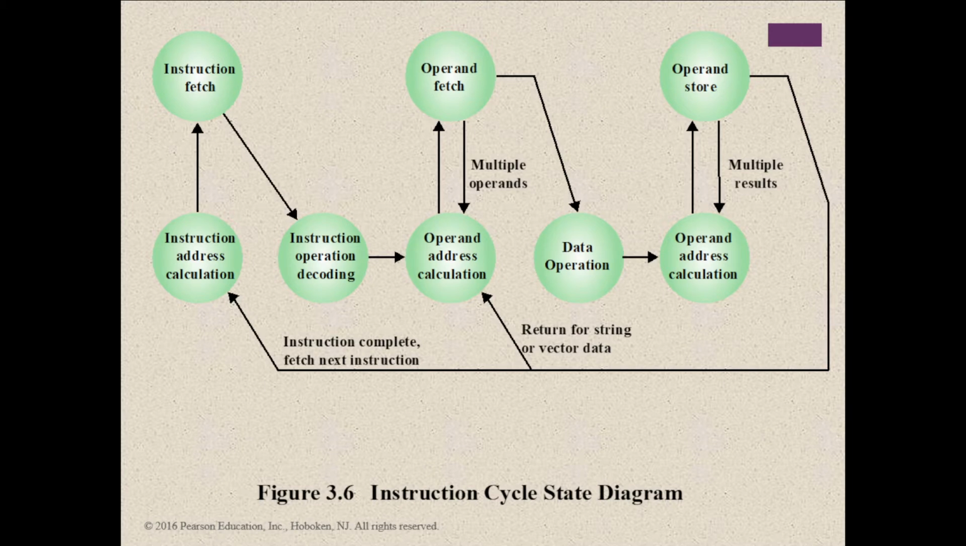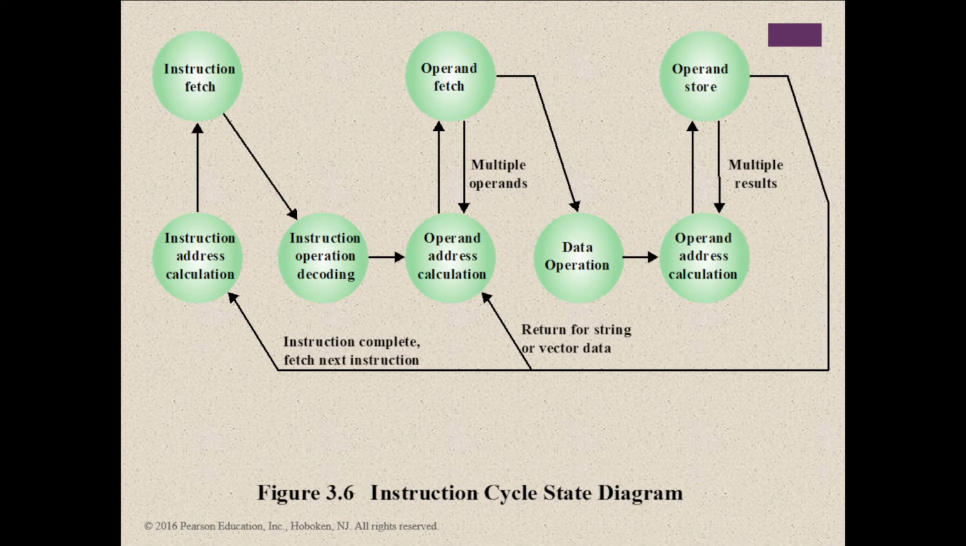And then next, we have the operand fetch, or the OF. Fetch the operand from memory or read it from the I/O. Then next, we have the data operation, or DO. Perform the data operation indicated in the instruction. Next, we have the operand store, or the OS. Write the result into the memory or out to I/O. So the states in the upper part of this figure involve an exchange between the processor and either memory or an I/O module.